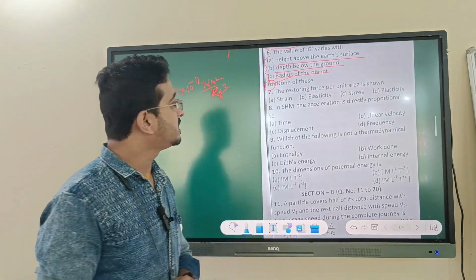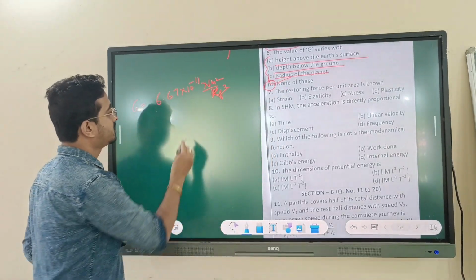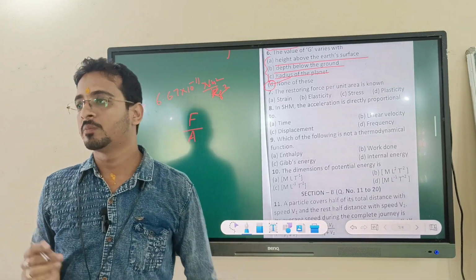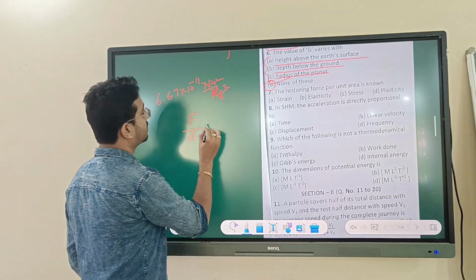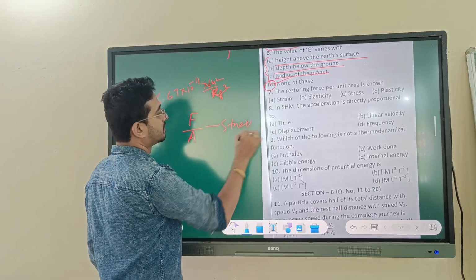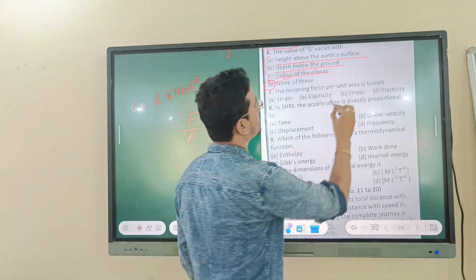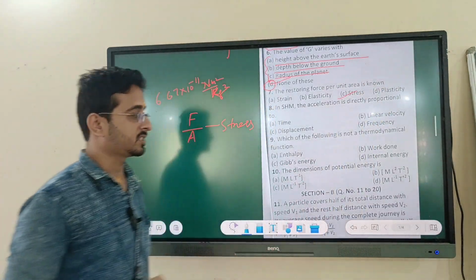The next question is the restoring force per unit area. Restoring force, that means force by area. Force per unit area will be denoted as stress. Stress is force per unit area. So option C will be our correct answer.